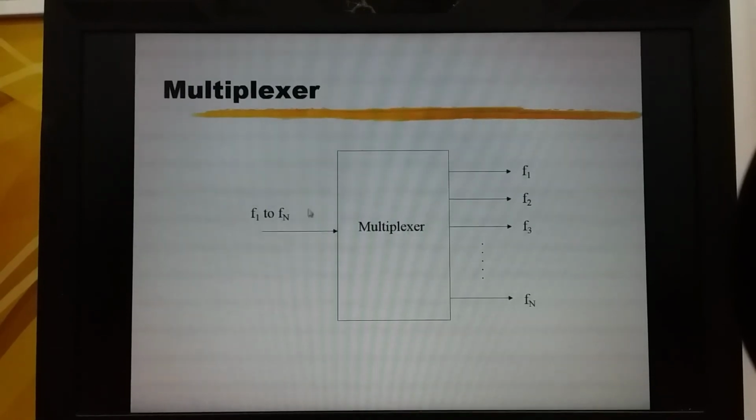Similarly, we can design a multiplexer instead of a diplexer with one input and multiple outputs. That means we will need n number of bandpass filters, each with different center frequency.